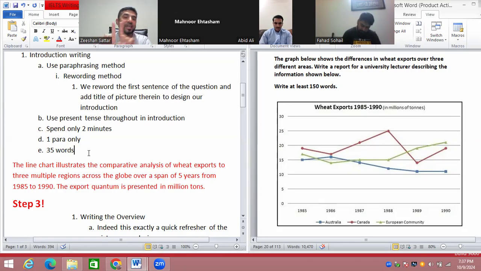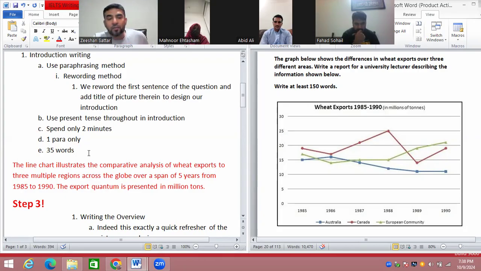Whenever there will be two lines together, we will use the word comparative analysis. We can use the word analytical analysis. We can use the word analytical comparison. Yesterday, I have done the whole vocabulary, and I have given you the multiple synonyms for all these words. And even for the start: illustrate, shows, expresses, highlights, depicts. I have given you many synonyms yesterday from which you can start the first sentence of your answer.